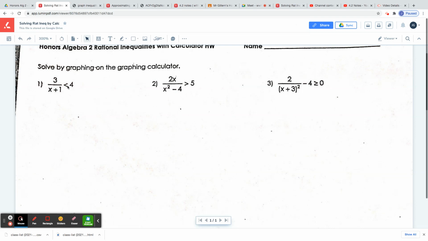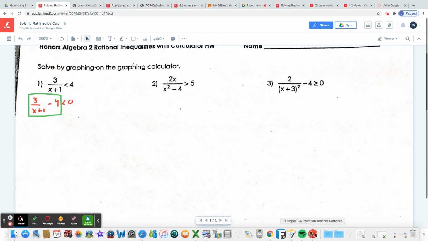So the same thing that we did before is we want to set it equal to 0. So I'm just going to subtract the 4 over. And we get 3 over x plus 1 minus 4 is less than 0. Now, normally we would have to combine this into one fraction. We don't need to do that because we're just going to plug this into the calculator and graph that. That's what we are going to graph.